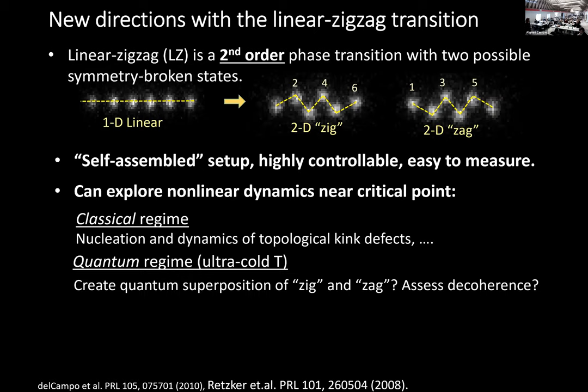There was actually quite a bit of additional work done by other groups going beyond that, in addition to some of our own work. We got interested after that in asking a simple question. What happens when you consider cooling this system to the ground state? That's never been done before. In particular, we're interested in answering a very simple question. Could we see superpositions of the symmetry broken states? Is it possible? And what would be the decoherence mechanisms?